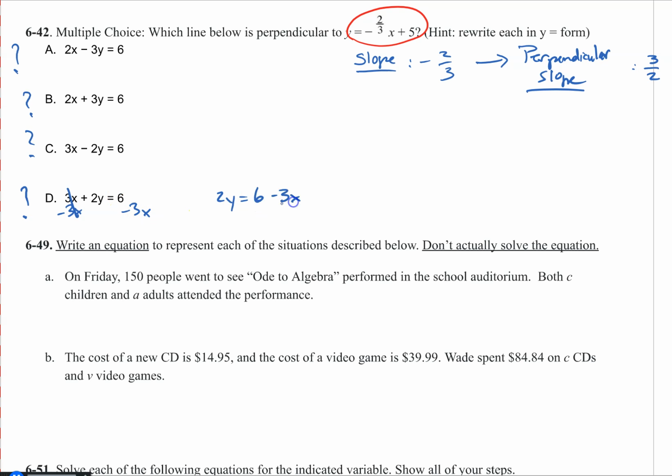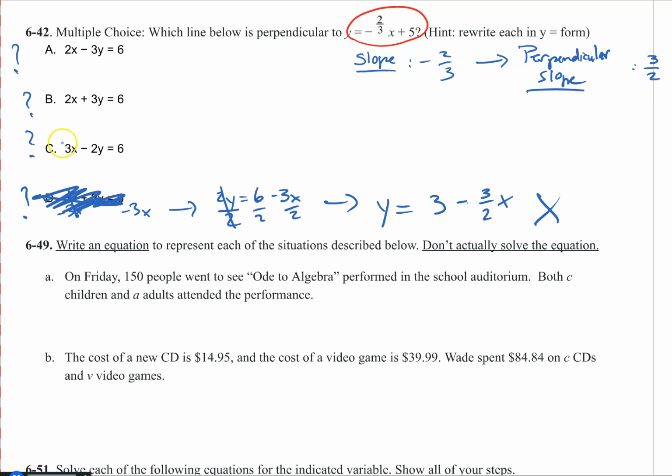Write them side by side. Then I'll divide everything by 2. And I get y equals 6 divided by 2 is 3, minus 3 divided by 2, x. Almost, but this one's negative, so it's not D.